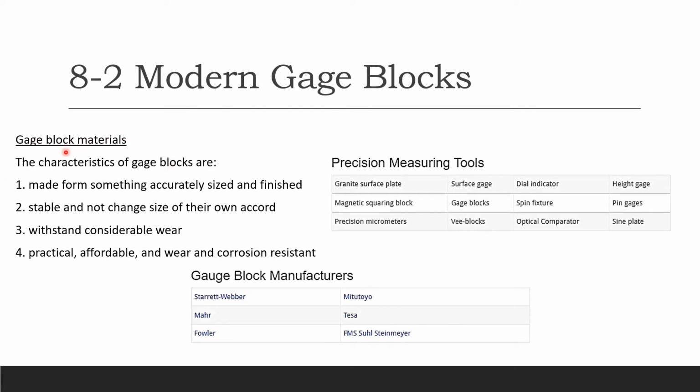So here are your gauge block materials, and the characteristics of gauge blocks are they're made from something accurately sized and finished, and they're stable and do not change size of their own accord. They can withstand considerable wear, and they're practical, affordable, and also wear and corrosion resistant. So here, gauge block manufacturers, in our textbook, we use Mitutoyo, but there are also other companies, okay? And they're very competitive with each other. And here you can see in this table, gauge blocks belong to the precision measuring tools.